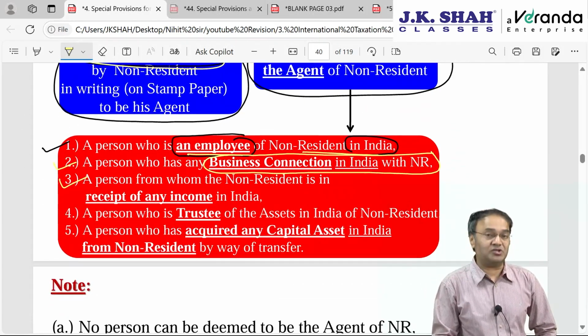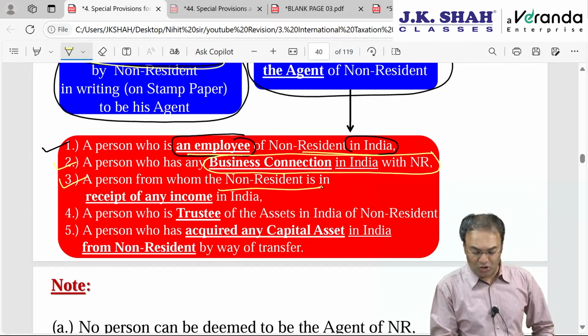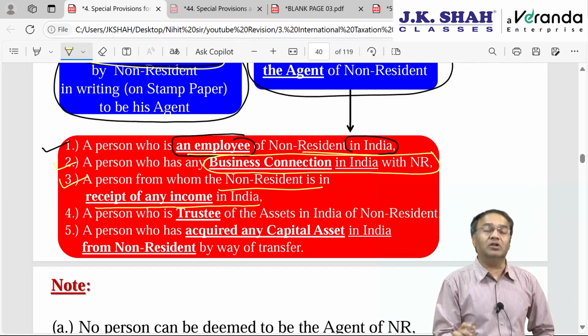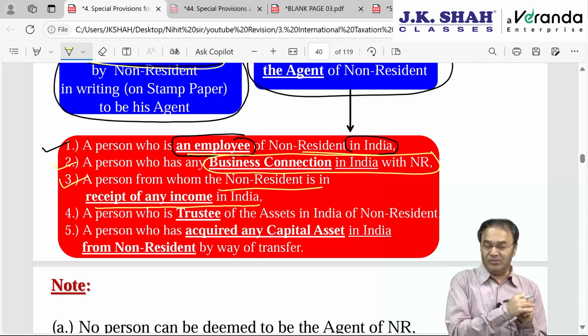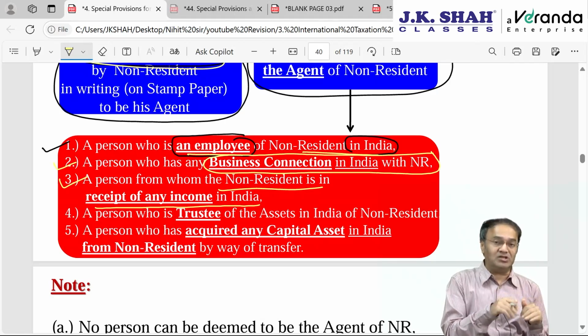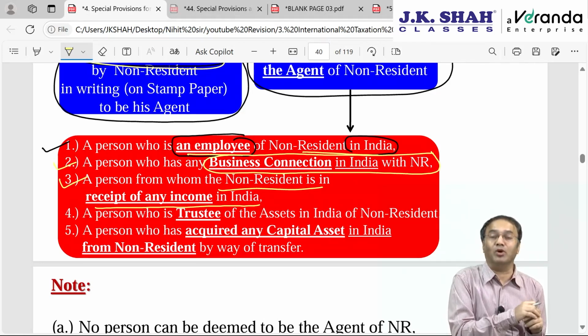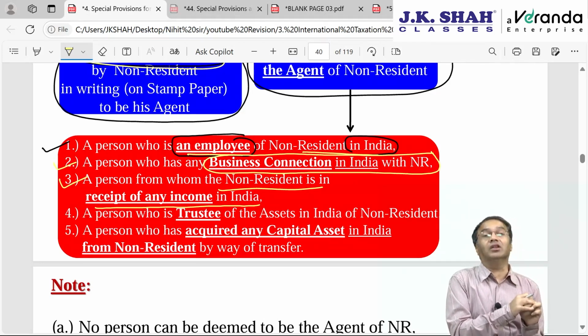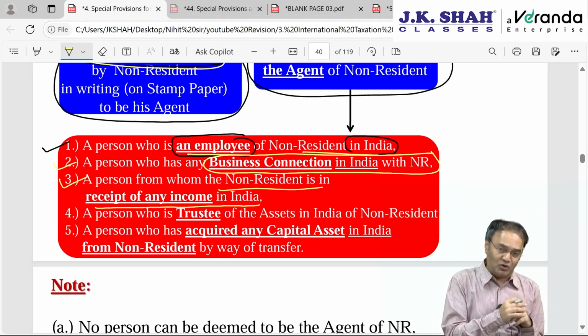Third is the person from whom the non-resident is in receipt of any income in India. Meaning thereby, any person who makes payment to a non-resident, say the organizers of this Coldplay concert, they must have made payment, or they were responsible to make payment to these people. Or in any IPL match, an IPL team is required to make payment to foreign cricket players. If that foreign cricket player forgot to appoint somebody to be his agent in writing in India, then that IPL team itself will be deemed to be the agent. They will be responsible for any tax, interest, penalty, etc. on the part of the non-resident.